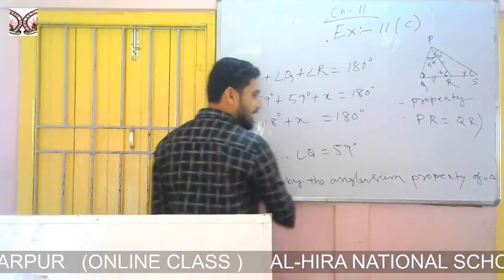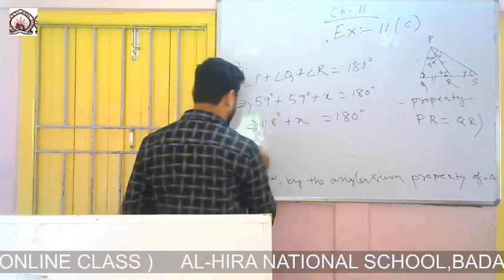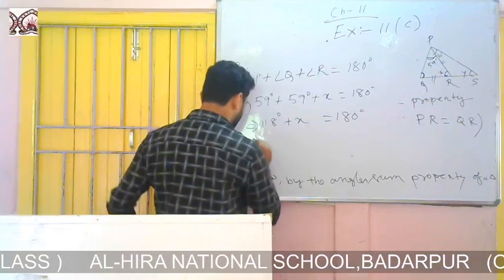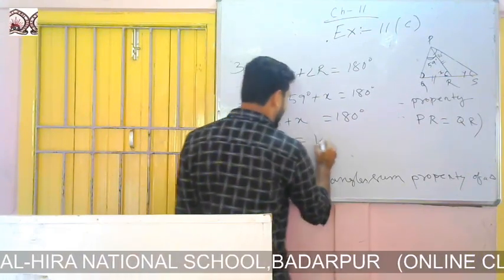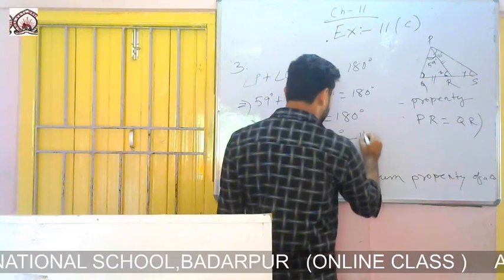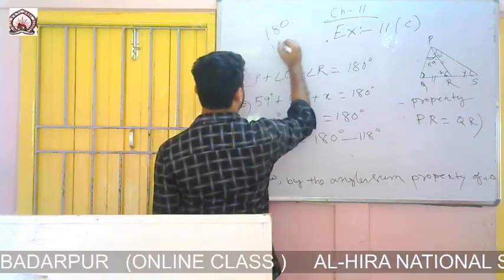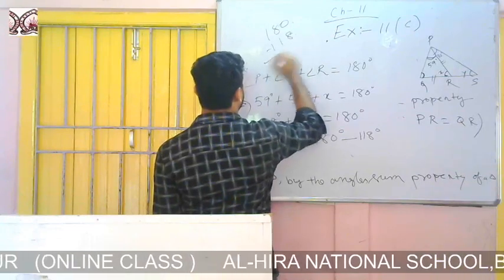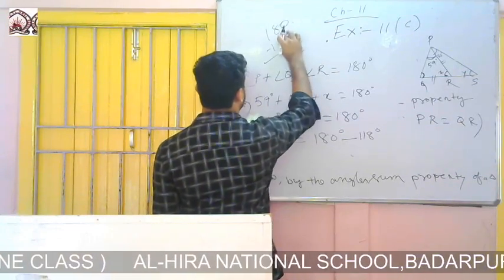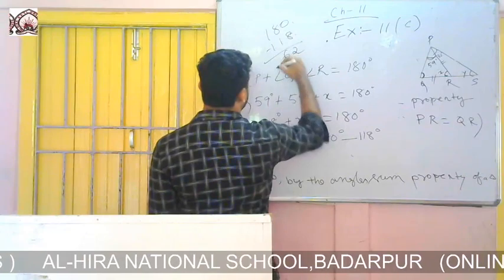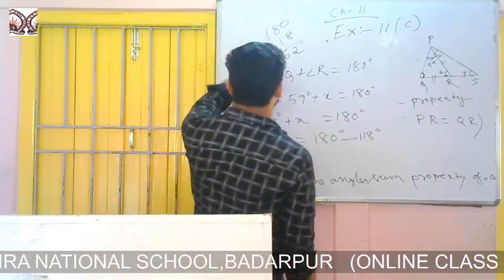180 degrees. Now I can find X equals 180 degrees minus 118 degrees. Now subtract 180 degrees minus 118 degrees, then here we will get 2, here remains 7, 7 minus 1 is 6, and 1 minus 1 is 0.